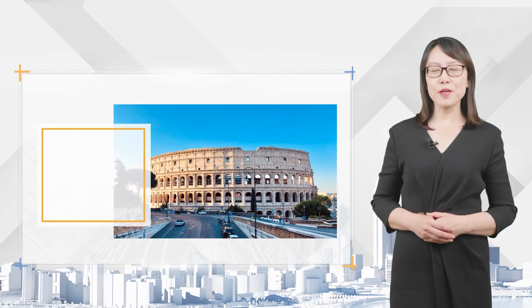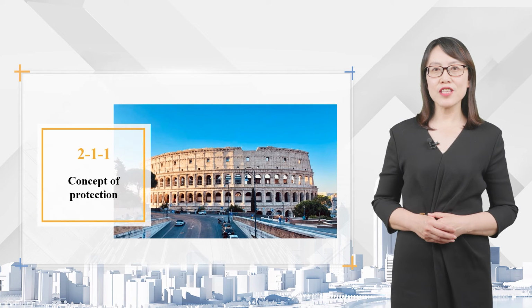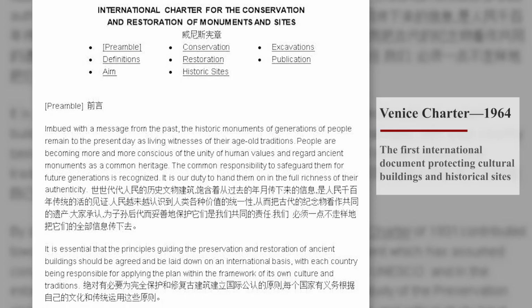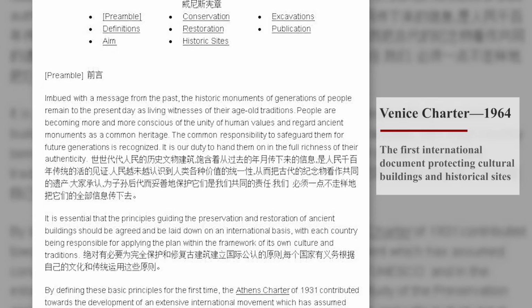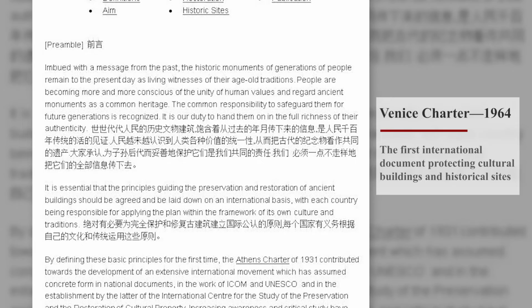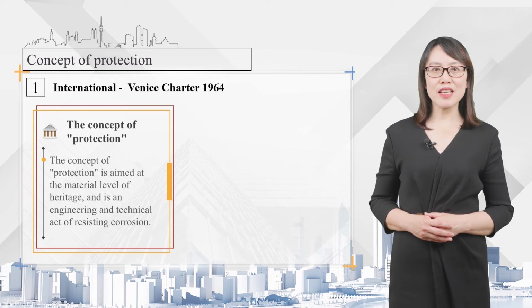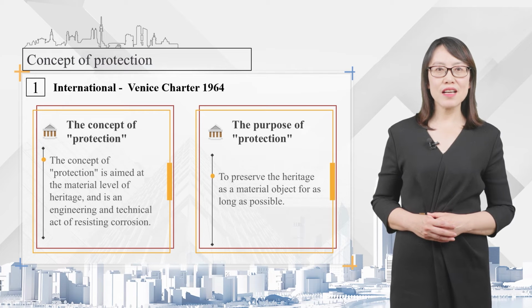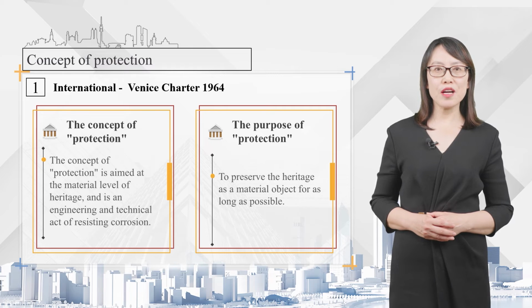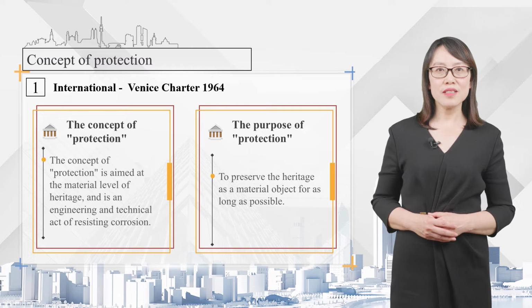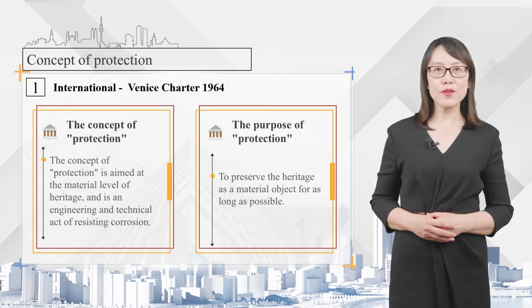First, we learn the concept of protection. Let's sort out the definition of protection from several important documents issued by the international heritage community. The first was the Venice Charter, promulgated in 1964, the first international document protecting cultural buildings and historical sites. The concept of protection is aimed at the material level of heritage and is an engineering and technical act of resisting corrosion, which aims to preserve the heritage as material objects for as long as possible. The main measures are maintenance and restoration.